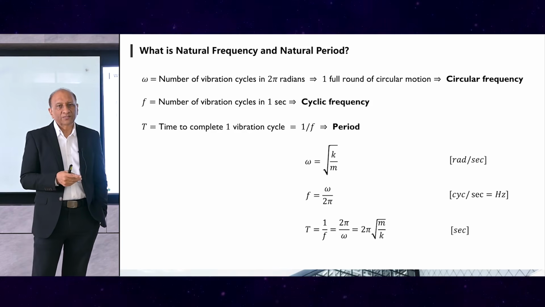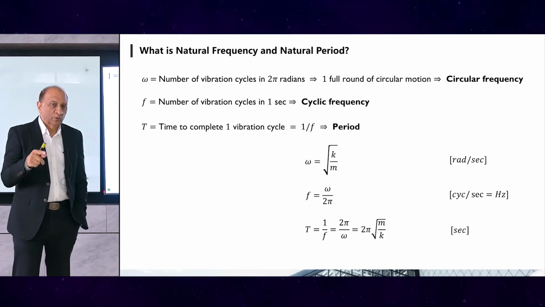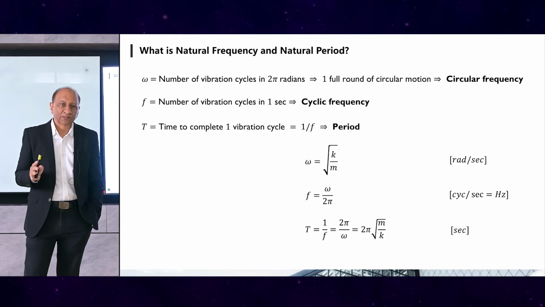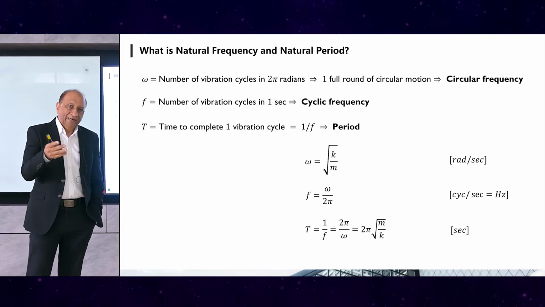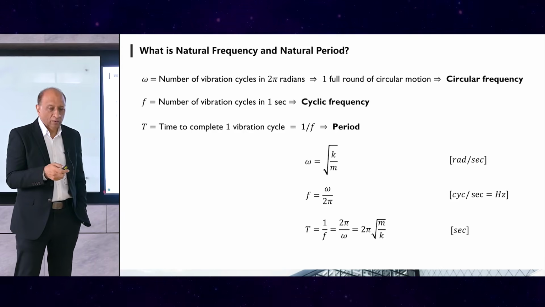So now we have a relationship for the time period, or the period, as 2 pi square root of mass and stiffness. And that's it. This is all we need for a single degree of freedom. In fact, we can use that to actually now work on many things.